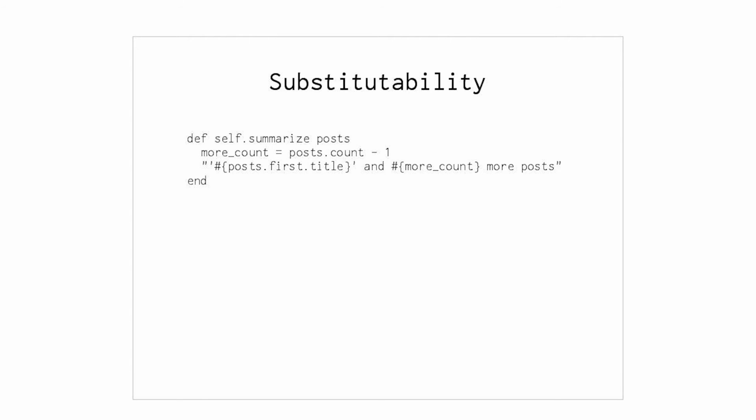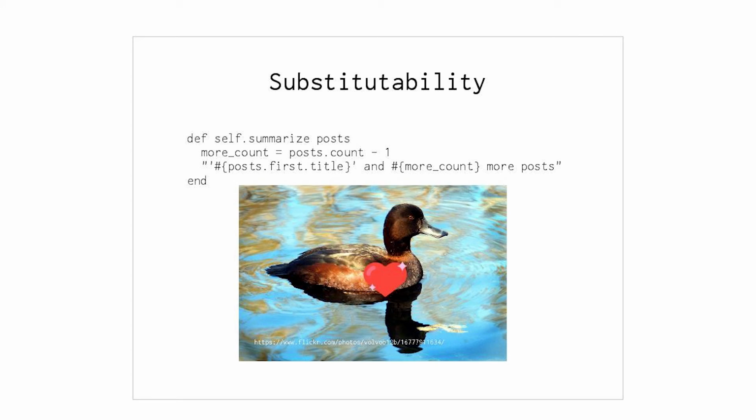If it wasn't for the inconsistency in count, that summarize method doesn't care if it's given an array or a relation or any other object that happens to implement first and count. That's what summarize considers to be substitutable. We don't formalize an interface or a type class anyplace. There's no hierarchy. It's just these two methods. That's the core of what duck typing means. That is the heart of the duck.